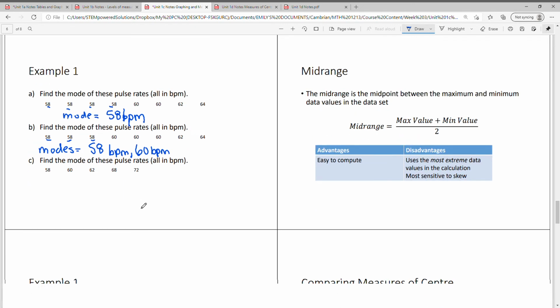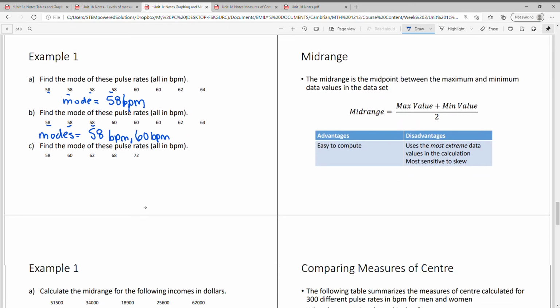Find the modes of these rates, all in BPM. So we have 58, 60, 62, 68, 72. Therefore, there are no modes because there are no repeating data points.